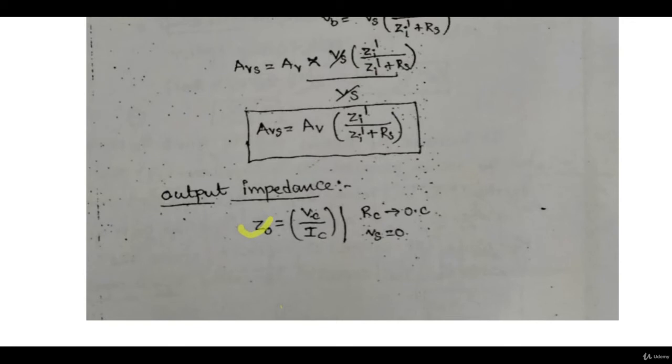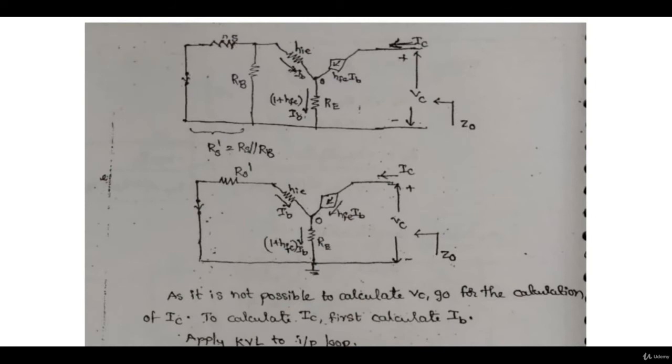Then the output impedance, that is Z0 equal to VC divided by IC for RC open circuit and VS equal to 0. You get Z0 by shorting the VS and opening RC. From here if you look, you will get Z0. Again you can see the parallel combination of these two will be RS and RB, and if you apply the loop here, you will get IB equal to 0. If IB is equal to 0, this will be open, but you have this resistance as well.